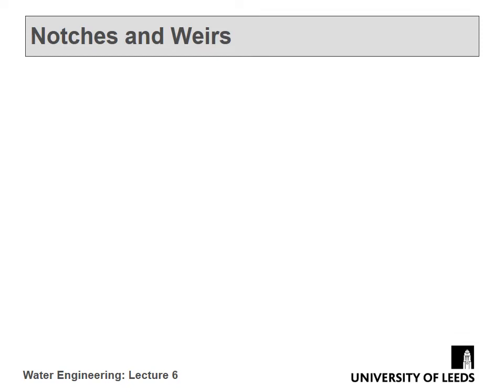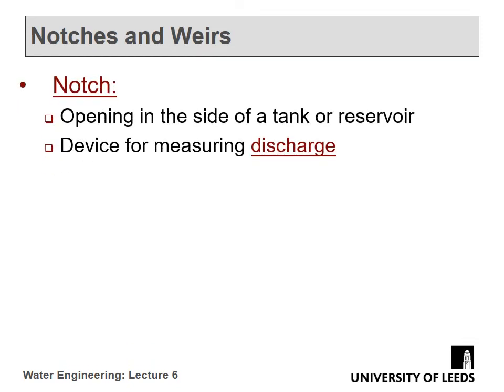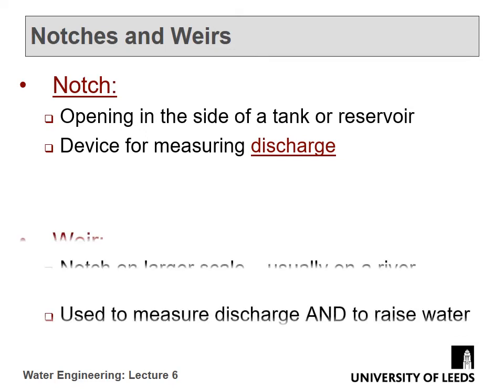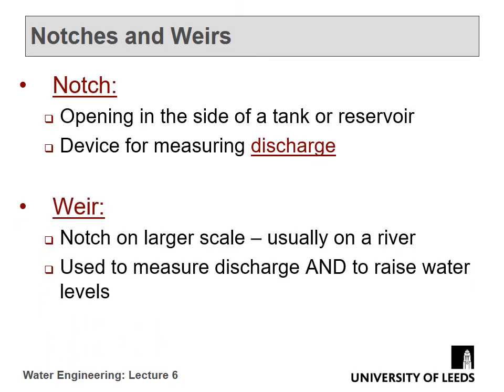Let's have a look at some notches and weirs now. Right, a notch. What is a notch? It's an opening in the side of a tank or a reservoir. We use it as a device for measuring discharge. A weir. What's a weir? Very similar to a notch, but at a larger scale, usually on a river, and we've got flow going over the weir. And this is definitely used for measuring discharge, and it's used for raising water levels.